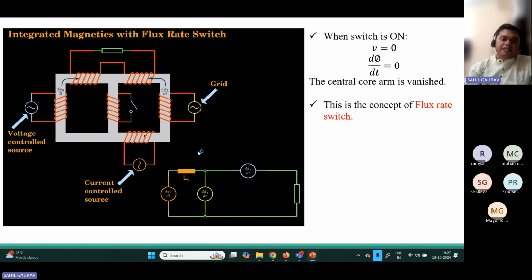So now we have, in the central limb, another winding. If you turn on this switch, then V will be 0 and this flux rate will be 0. So there will be no flux inside this limb. So the central core arm will vanish. This is the concept of the flux rate switch.